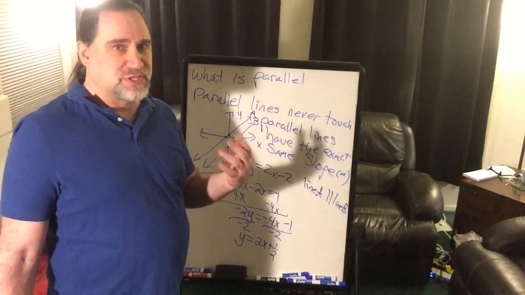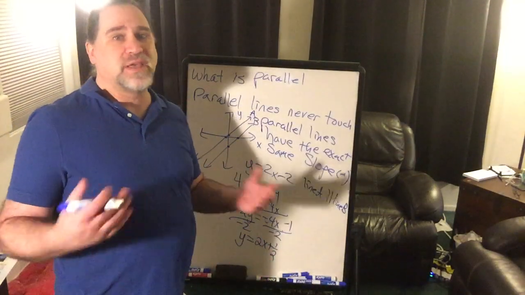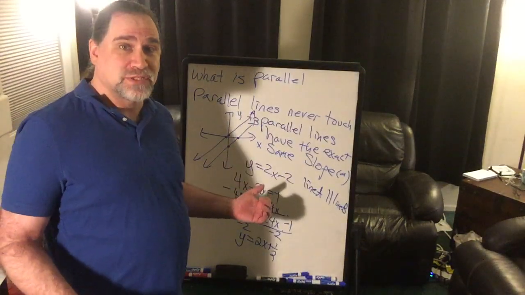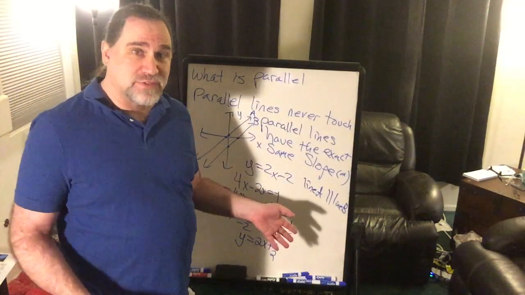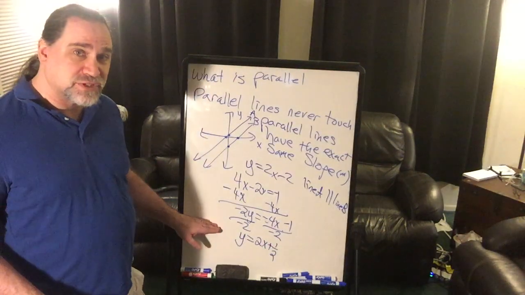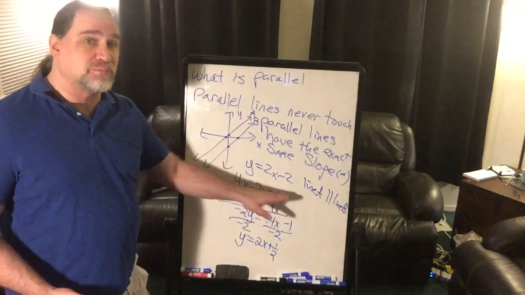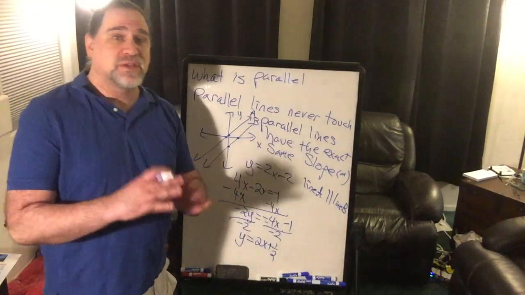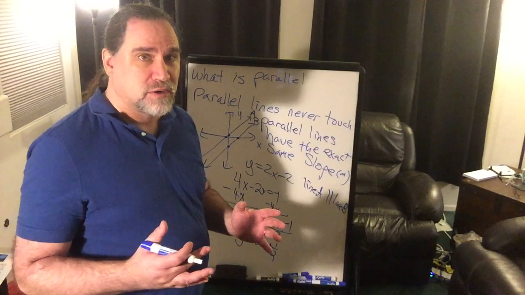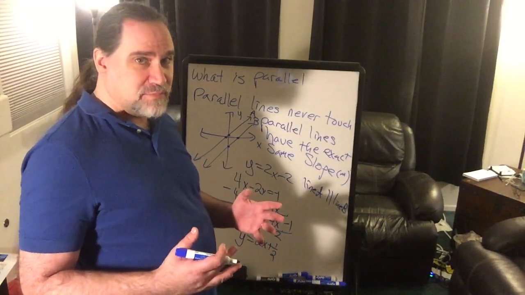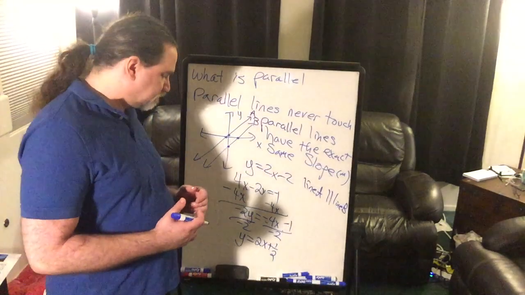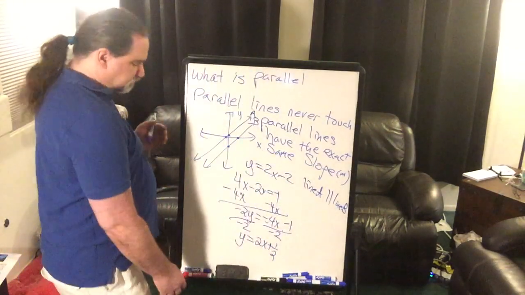That's all it is for parallel. Are the slopes the same? How do you find the slopes? We can use the slope formula if they give us two points. We can count rise and run if they give us a graph. We can rewrite equations from standard form into slope-intercept form. Maybe one's in point-slope and one's in slope-intercept. Doesn't matter. We're going to look at the slopes. Are the slopes the same? That's what tells us whether the lines are parallel.